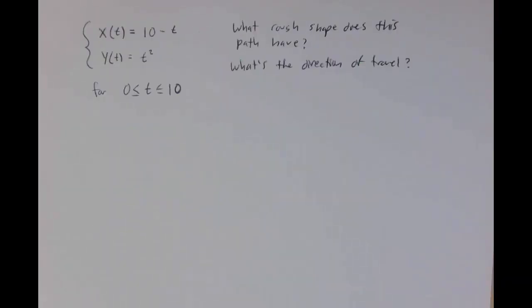Now you try it. Go ahead, you can either use a table or two graphs, but I want you to tell me what is the rough shape of the path defined by this parametric set of equations, and what's the direction of travel.